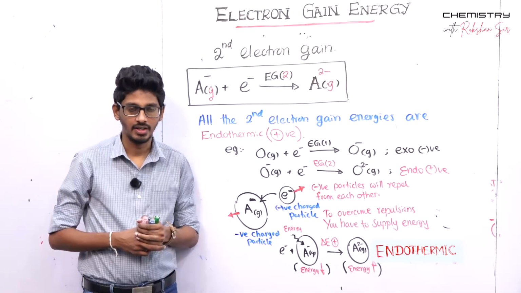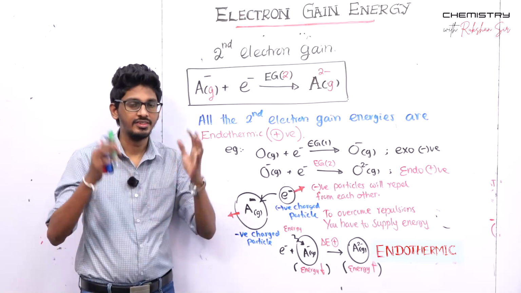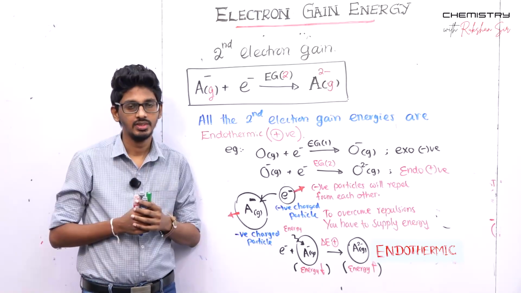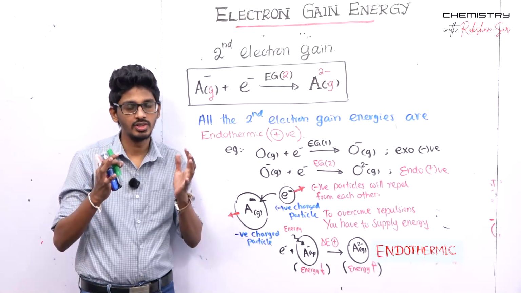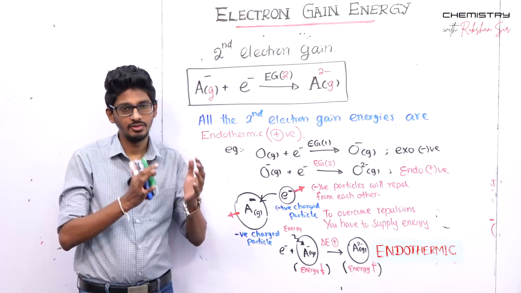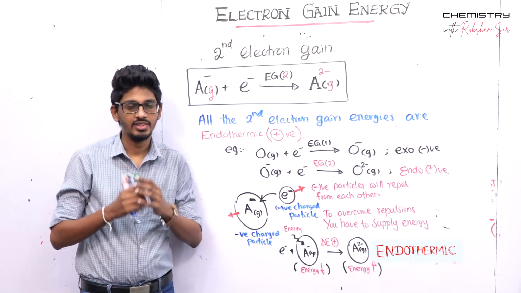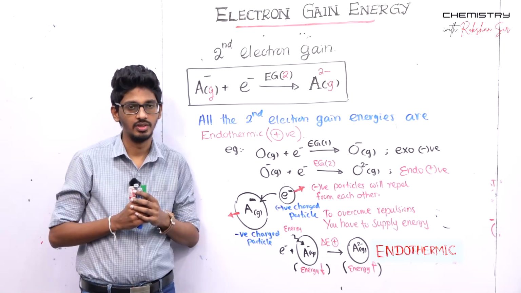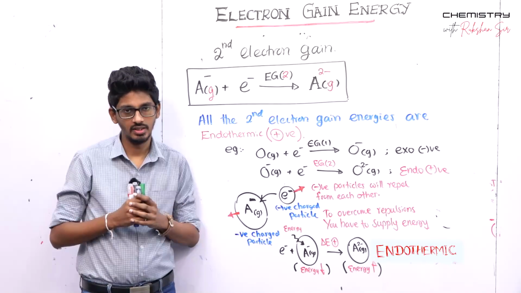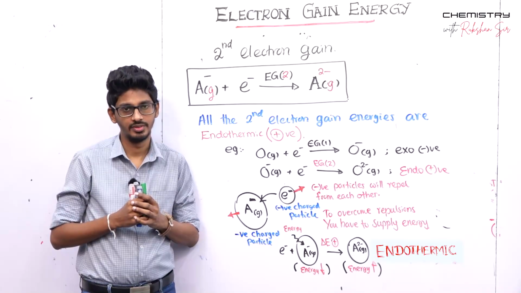So as a summary, one can say, when it comes to first electron gains, except beryllium, magnesium, and nitrogen, for all the other atoms, the first electron gains are exothermic, the negative values. For beryllium, magnesium, and nitrogen, the first electron gains are endothermic, positive values. When it comes to second electron gains, all the second electron gains are endothermic, the positive values. That is the summary.